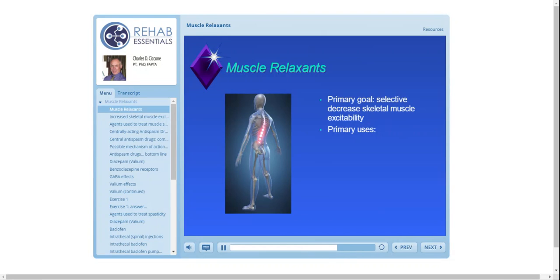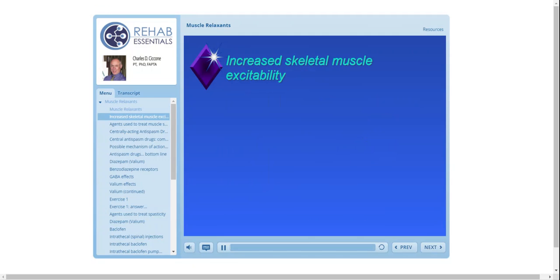So we're going to subcategorize these drugs into two primary uses. First being drugs that treat muscle spasms, and I'll define what I mean by a muscle spasm, as compared to drugs that are used to treat spasticity. So increased skeletal muscle excitability.